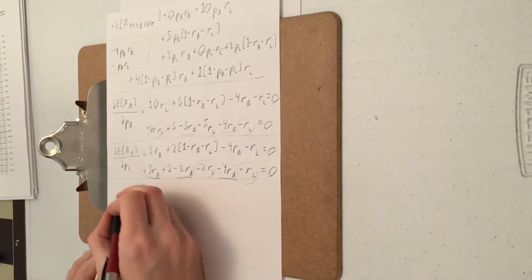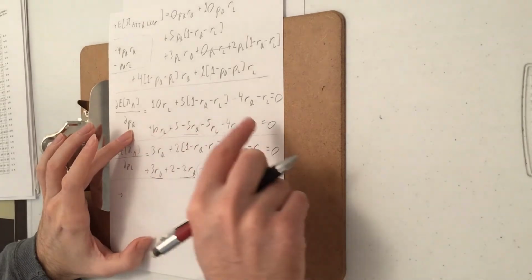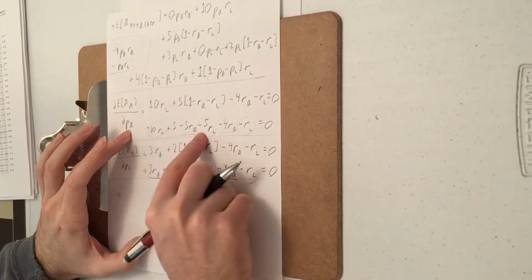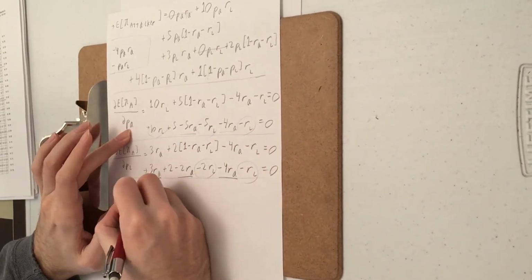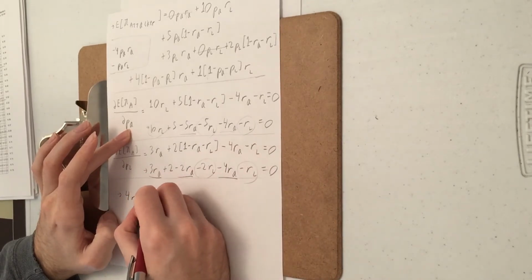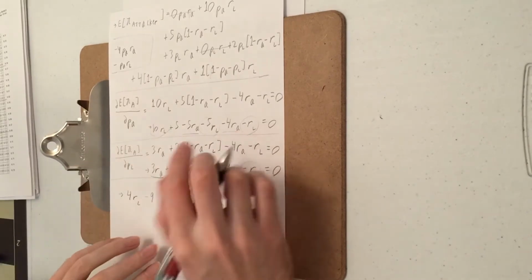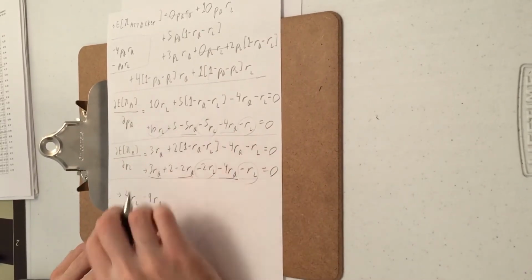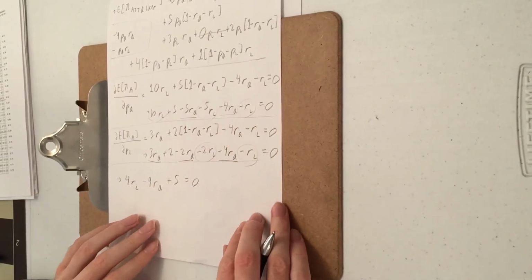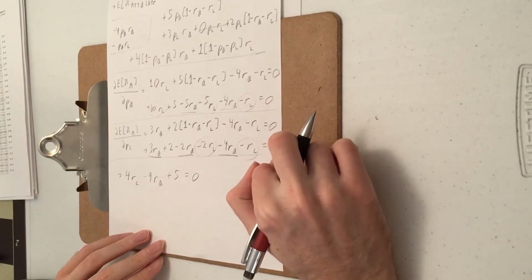So this top equation becomes 10RL minus RL minus 5RL. So 10 minus 5 minus 1 is going to be 4RL. Then you have minus 9 RA, because minus 5 minus 4 is minus 9. We have a plus 5. That equals 0. So that's our top equation simplified.